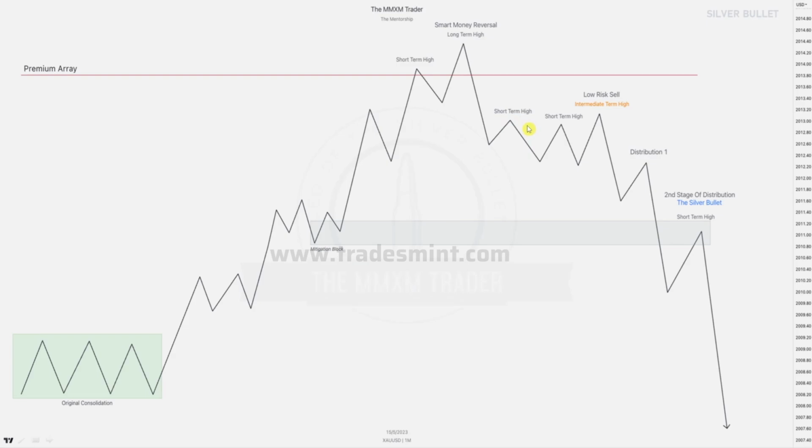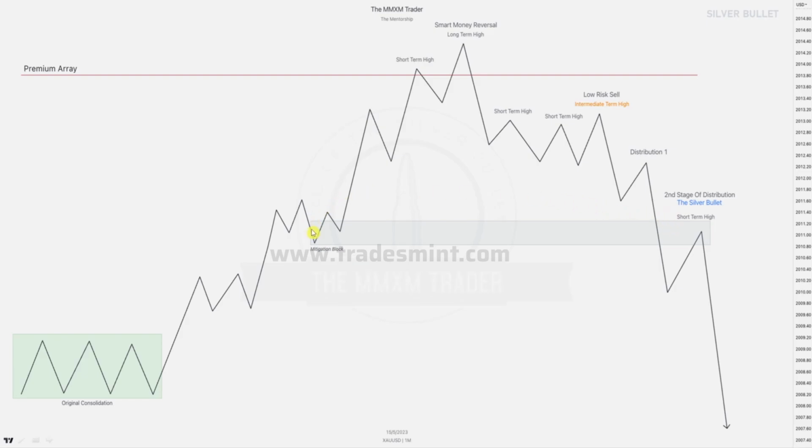Looking at it from a different perspective, option number 2. Again, we drop lower, breaking structure after that smart money reversal, right? Short-term high to the left, long-term high, and then another short-term high to the right of it. Now we need to wait for that intermediate term high to be formed. We wait for a raid on liquidity of those short-term highs, which happens over here, right? So now we wait for a short-term high to get created to the right side of it. So we have one on the left side and one on the right side, creating this intermediate term high, and then distribution phase 1 happens, and then breaking down lower, and here is where the silver bullet forms, right?